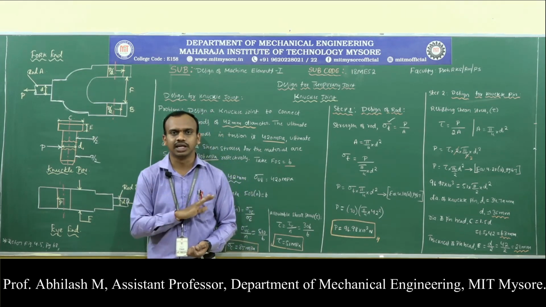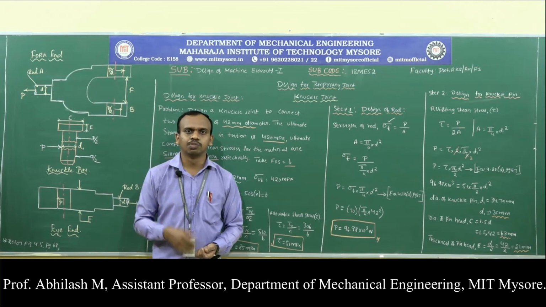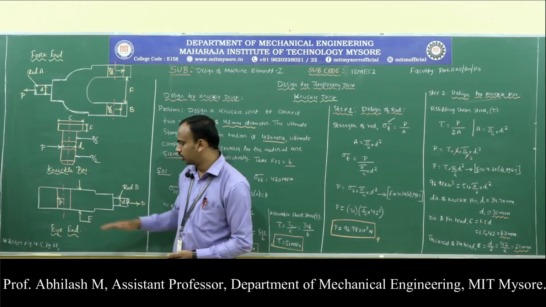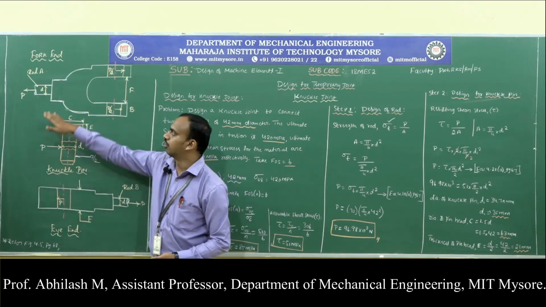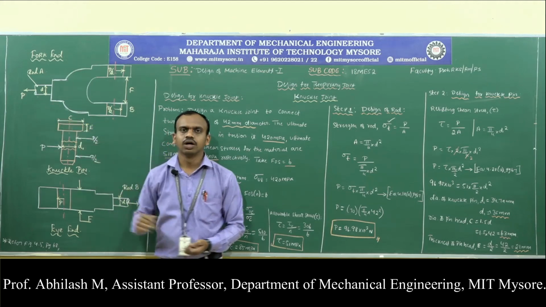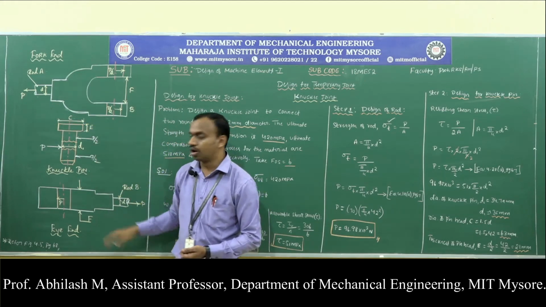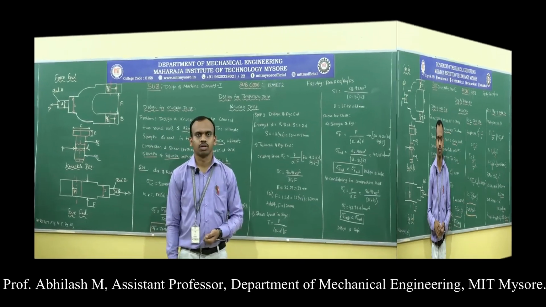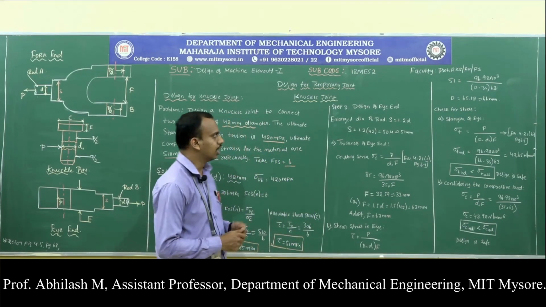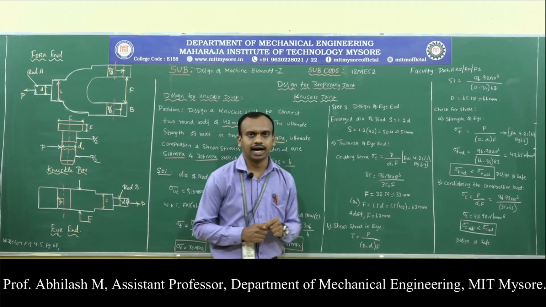So the knuckle pin design is completed. What are the other two parts that are left out? We are supposed to design the eye end as well as the fork end. Now let us move to the design of the eye end.